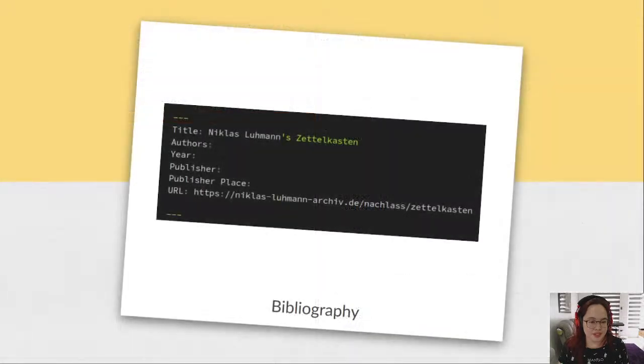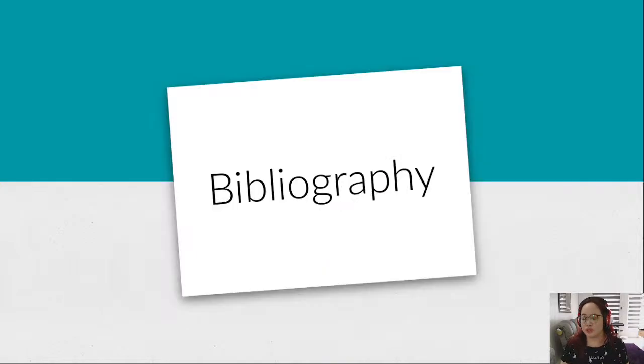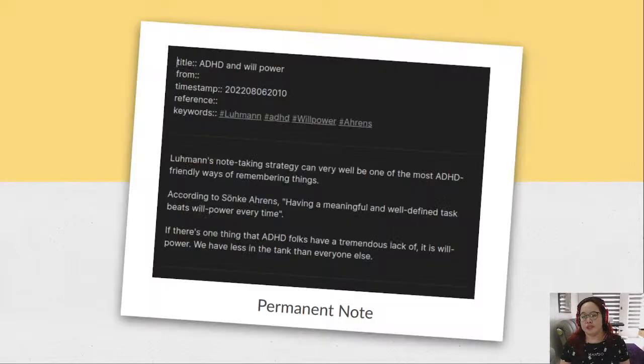So let's go back to the slides. So far we have the fleeting notes, we have the literature notes, and we have the bibliography. And like I said earlier, that's my ID. Okay? The Ahrens How to Take Smart Notes 2017, same as what you saw in Zettelkasten. And finally, you have your permanent notes. Now, here's an example of one of my permanent notes.